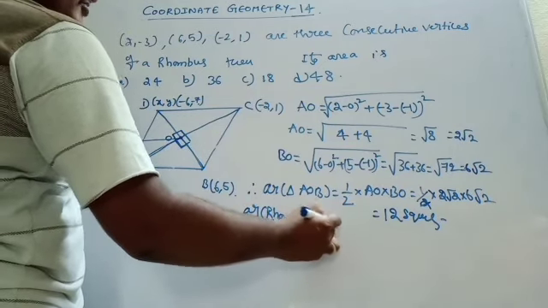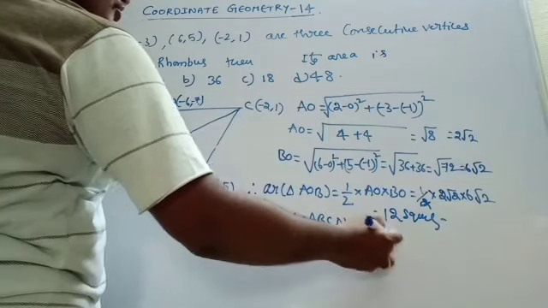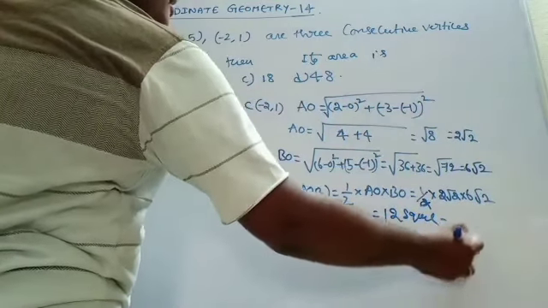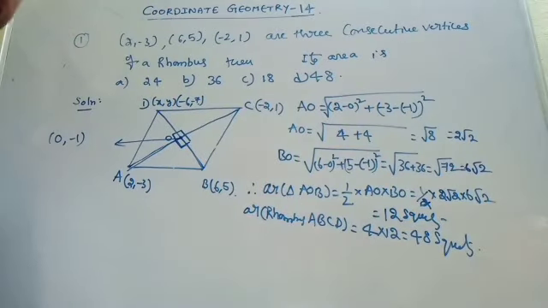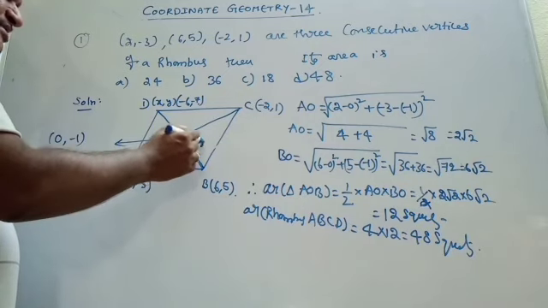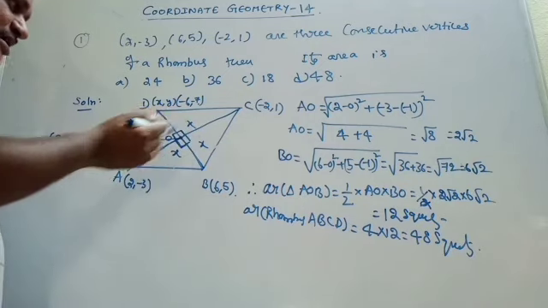ABCD. Area of the rhombus ABCD equals 4 into 12, that is 48 square units. You are going to get 48 square units, right? How? Because all these areas are equal.